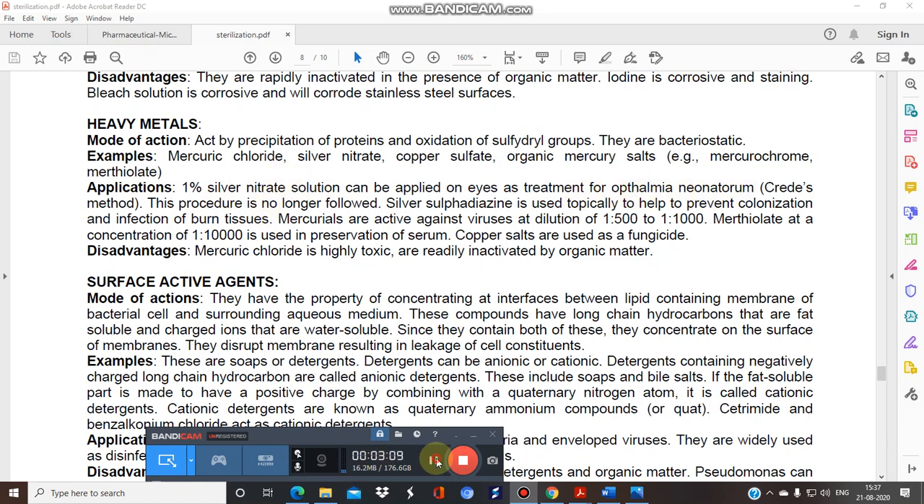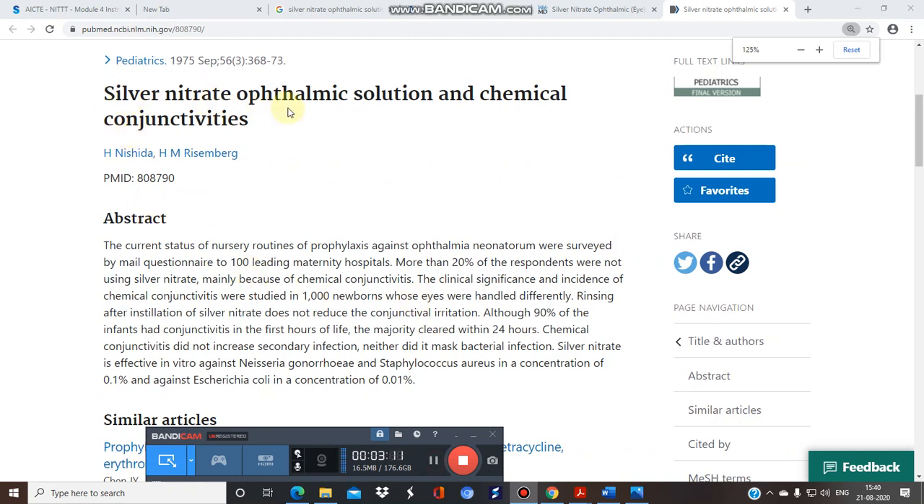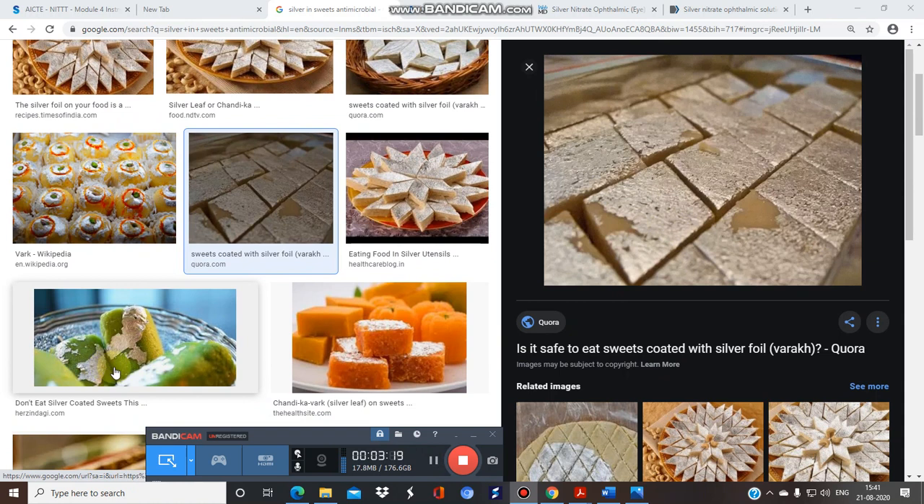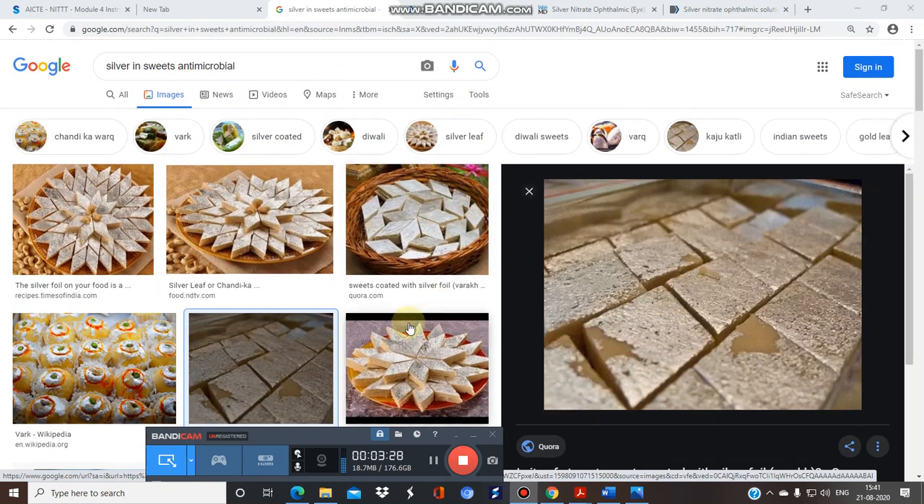Just see this image, this article, silver nitrate ophthalmic solution. It was previously used in ophthalmology also. I know you are wondering why I am showing this to you. Yes, you are right, chandi ka work, because in various Indian dishes, this silver coating, basically chandi, is used for the decoration of sweets.